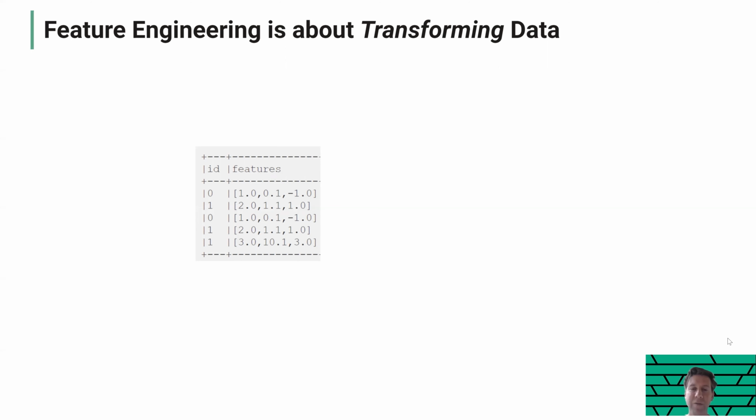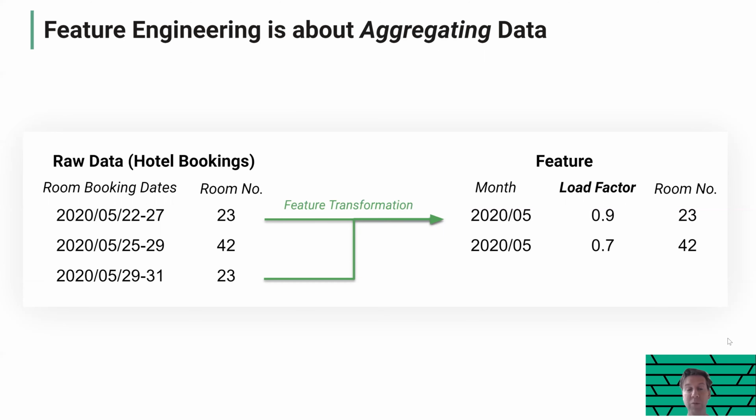Another common type of feature engineering is to compute what we call aggregations over the data. On the left-hand side, you can see we have some raw data for hotel bookings, and this is what you would typically find in an operational database. We might have information about what rooms were booked on what dates. A booking row includes when the booking started, the date you arrived, the date you left the room, and then the room number.